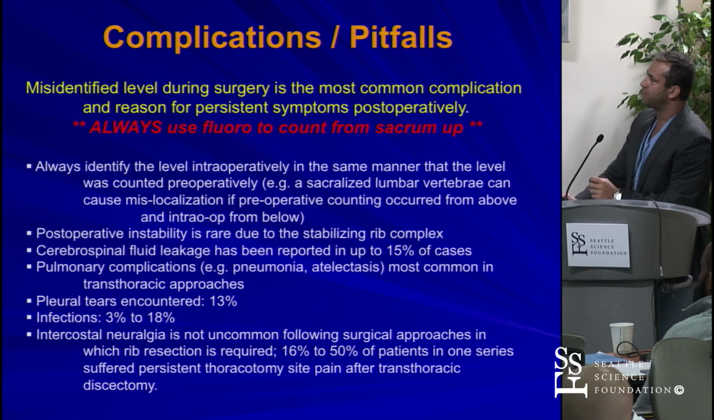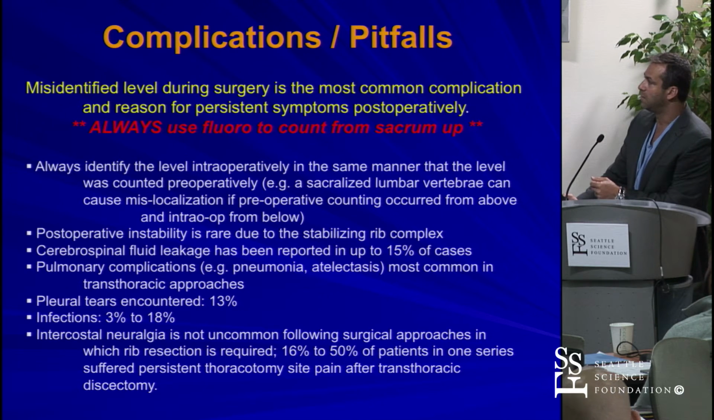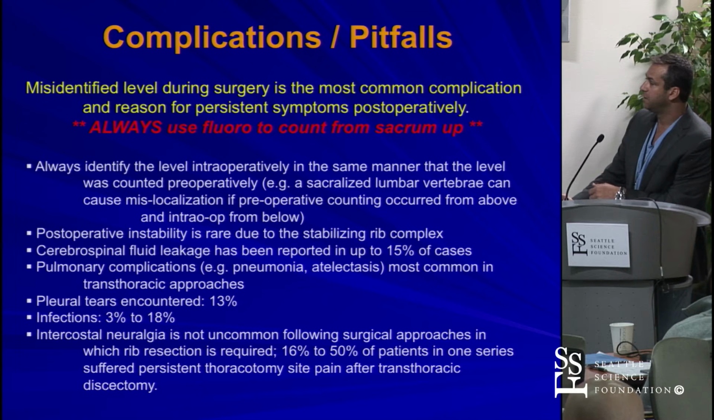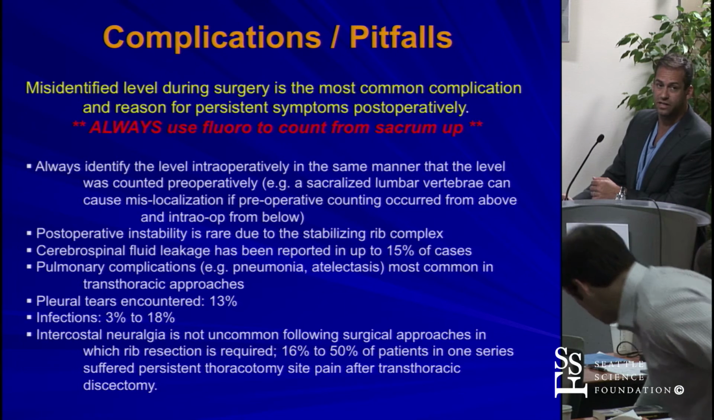So other issues to be aware of. We talked at length about identifying the level intraoperatively. Make sure you're doing it in the same manner preoperatively as you are intraoperatively. Postoperative instability is rare due to the stabilizing rib complex. CSF leaks, although rare, have been reported in up to 15% of cases. Pulmonary complications we talked about, pleural tears. 13% was what was in the literature, but I think that's significantly higher than that. I think that's underreported. Infections, intercostal neuralgia, although it is not uncommon following these approaches, but it's dramatically decreased with less invasive procedures.